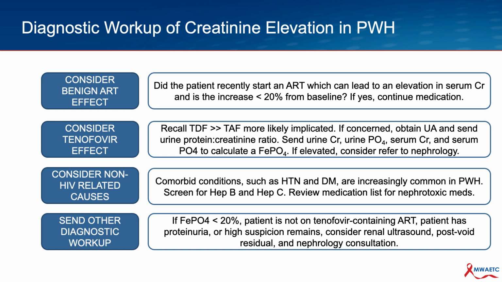Comorbid conditions such as hypertension and diabetes are becoming increasingly common in people with HIV, especially with regards to integrase inhibitors. I screen for Hep B and C if I haven't already, and then I review a med list for nephrotoxic meds. And then last, if I have a FEPO4 that's less than 20%, the patient is not on a tenofovir-containing ART, the patient has proteinuria or high suspicion for some other cause remains, then I consider renal ultrasound, a post-void residual, and nephrology consultation.